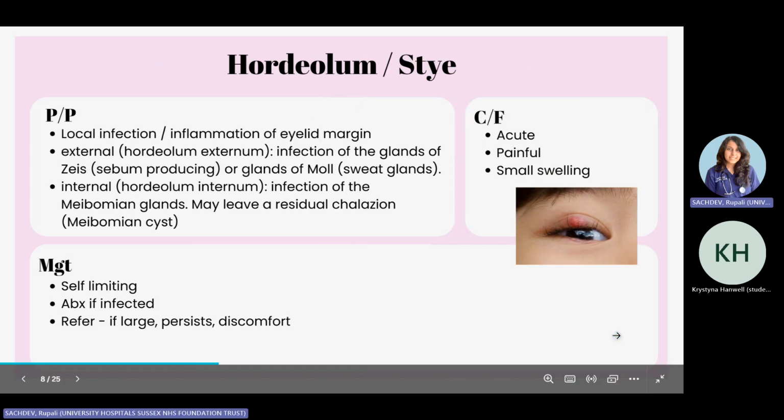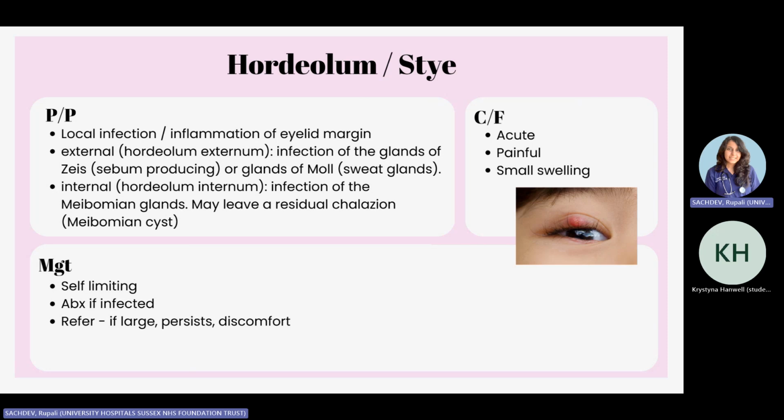The next one is a stye. Again, I used to get loads of these as a kid. It's a local infection of the eyelid margin. There are two types, external and internal, depending on which gland is affected.